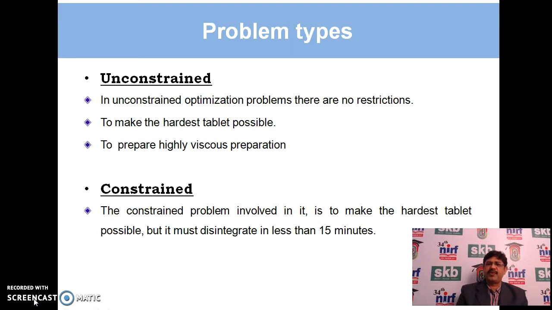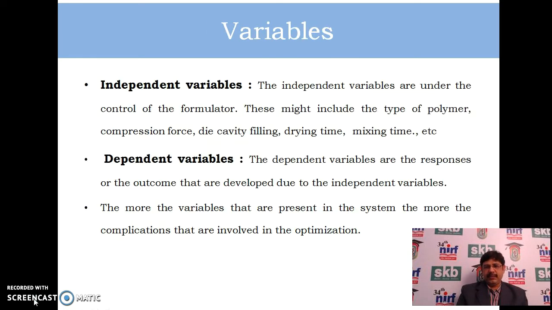In an unconstrained optimization problem, there is no restriction, like we have to make the hardest tablet or we have to prepare the viscous preparations. In a constrained one, it involves certain constraints, like to make the hardest tablet, but it may disintegrate in 15 minutes. Variables may be of two types, as we have discussed earlier: independent and dependent variables.